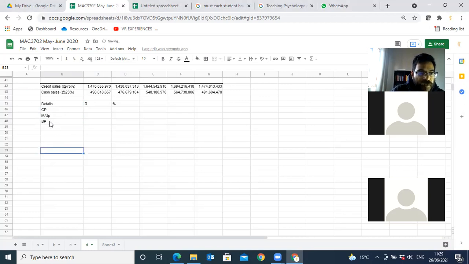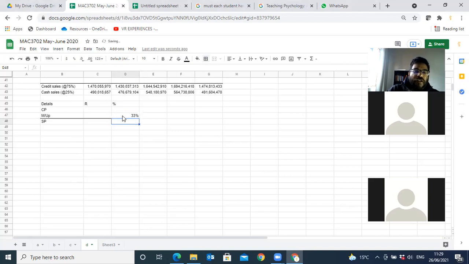Now, what you must know, cost plus markup gives you selling price. Cost plus markup gives you selling price. So in this question, they tell us the markup is 33%. Okay, so the markup is 33%.